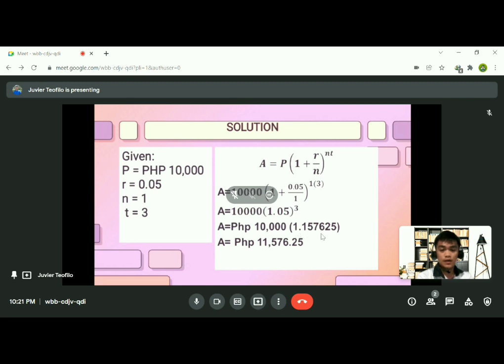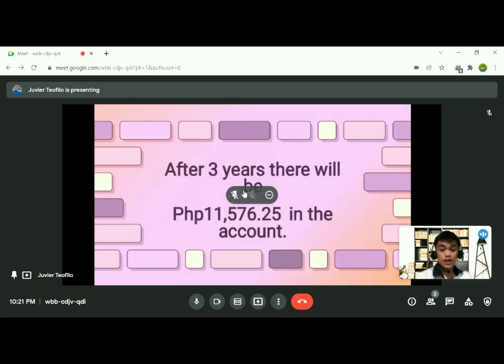Now we have 10,000 times 1.157625 is equal to 11,576.25 centavos. Okay, we have the final answer here. 11,576.25. Therefore, after 3 years, there will be 11,576.25 in the account.